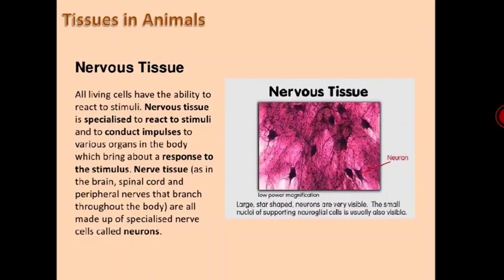The fourth and very important tissue in animals is nervous tissue. All living cells have the ability to react to stimuli. Nervous tissue is specialized to react to stimuli and to conduct impulses to various organs in the body, which bring about a response to the stimulus. Nervous tissue, as in the brain, spinal cord, and peripheral nerves that branch throughout the body, is made up of specialized nerve cells called neurons.